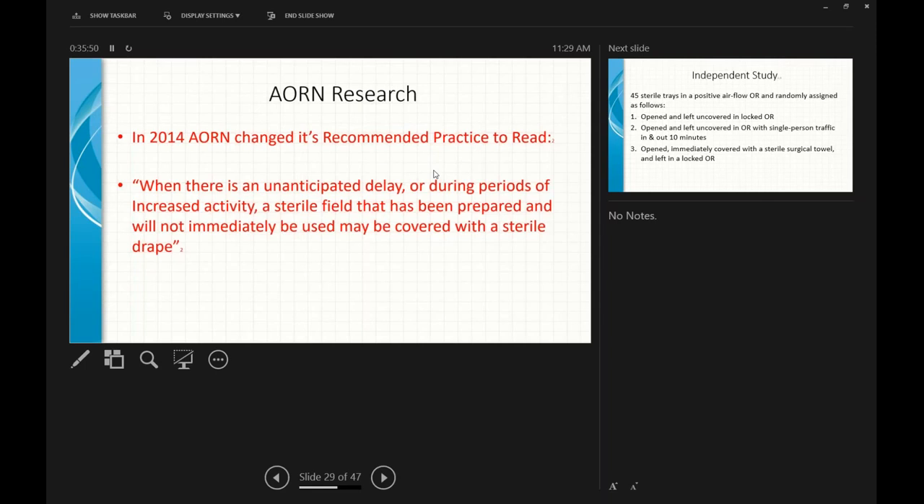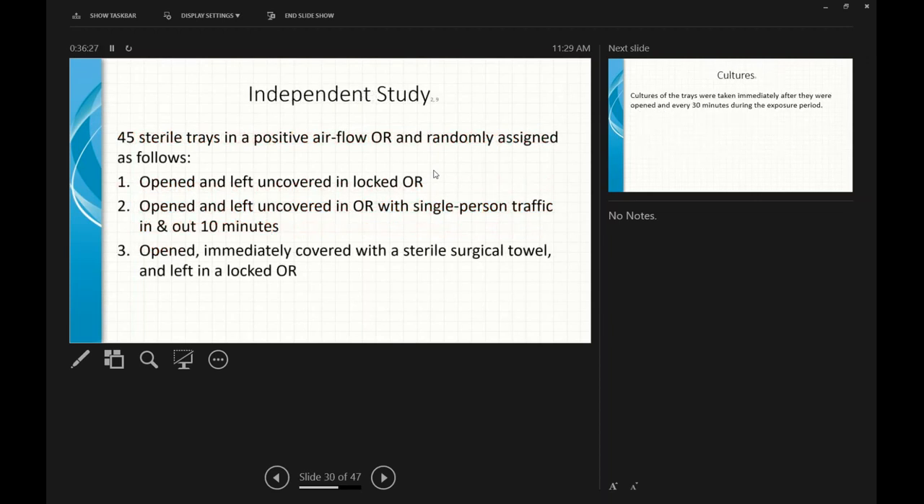AORN has been doing research, and in 2014, it changed its recommended practice to read: when there's an unanticipated delay or during periods of increased activity, a sterile field that's been prepared and will not immediately be used may be covered with a sterile drape. This was the deviation, and I know in 2015 and in years since, I have been running into nurses that say, no, you can't cover the back table. Well, this has been changed, and you can cover it.